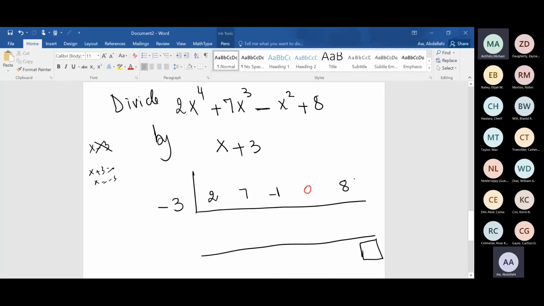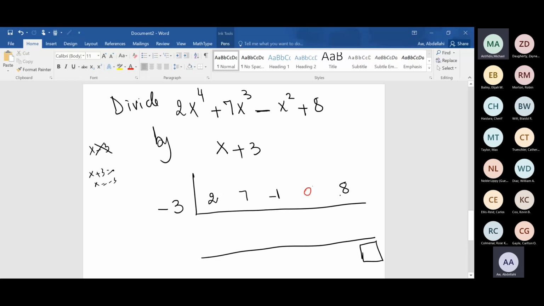Do you have any questions about the coefficients, how we wrote them? We put 0 for the missing power, right? Okay, so now let's do it together.